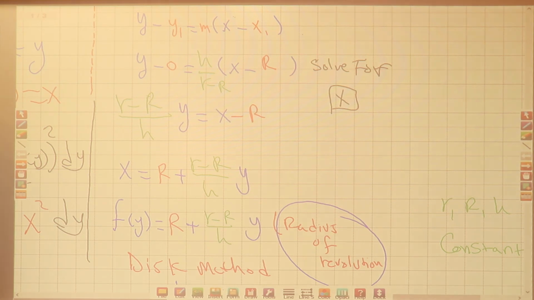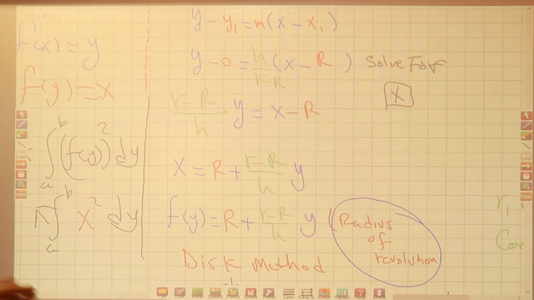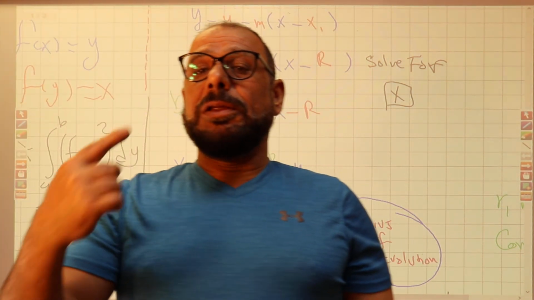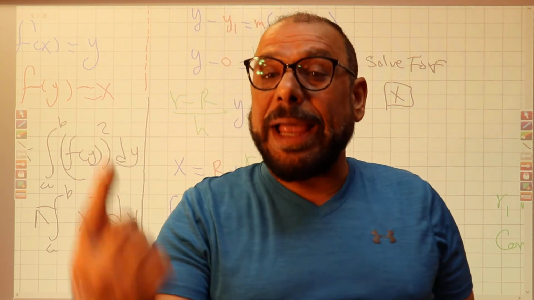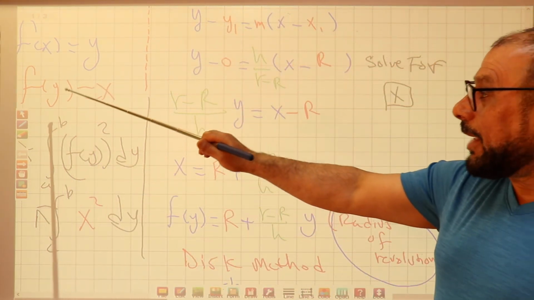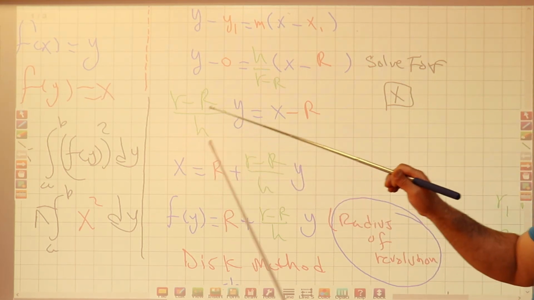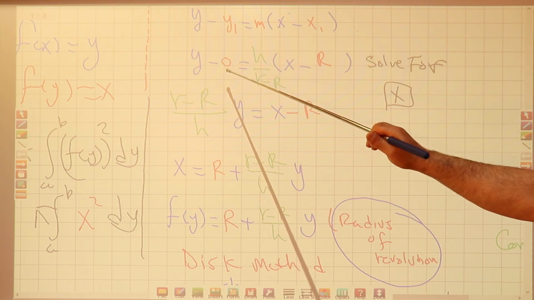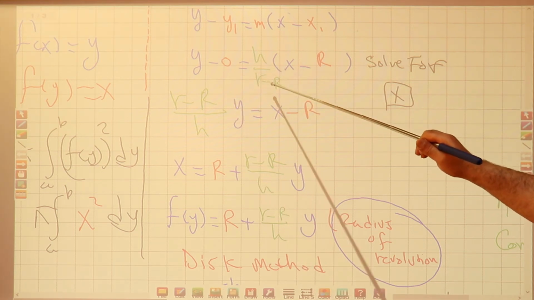Why solve for x? Guys, why solve for x? Because we are revolving the function about the y-axis, so we need f of y. And f of y, as I said, is x. I have x in this equation. What I did: y minus 0 equals h over R minus r, times x minus r.